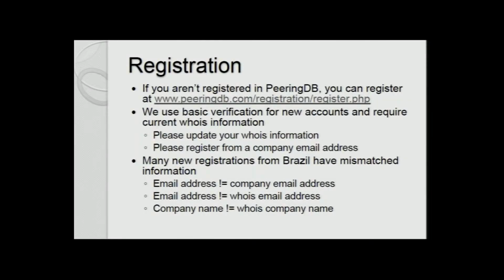Registration is very easy. As I said, it's free. All you do is just go to this URL. Now one of the problems that we have in particular with information from Brazil is that we use just very basic verification in order to make sure that you're authorized to register the network that you're trying to register. So we just require at a minimum that the company email address and the company name match what's in WHOIS information. From Brazil, we get a lot of registrations coming from a Gmail address, for example, or where the WHOIS information is mismatched, so the company name is different in WHOIS and what is being requested to register for PeeringDB. So if you're a new registrant, please make sure that these things match so that we can verify the request.